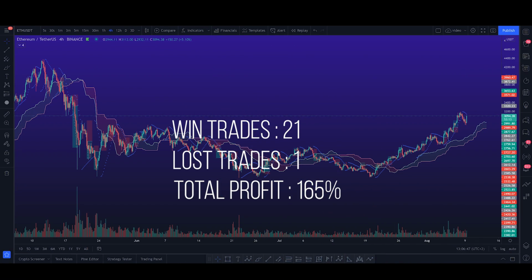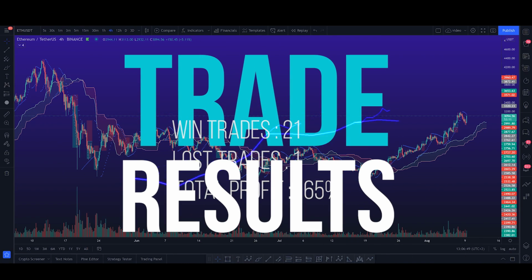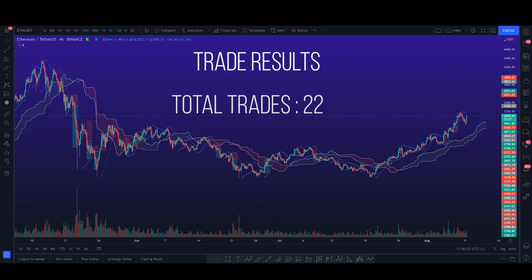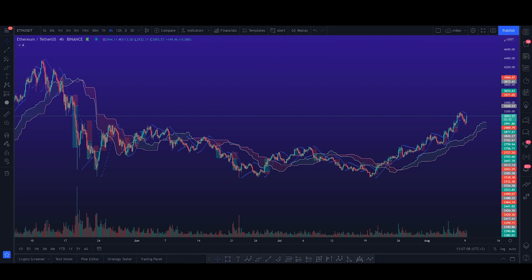For the results of the backtest: we started trading on the 15th of May and we completed 22 trades on the hourly time frame. We won 21 trades, we lost 1, for a total profit of 165%. As you can see, this strategy can prove to be profitable. Remember that it can be used on multiple time frames and still produce good results.